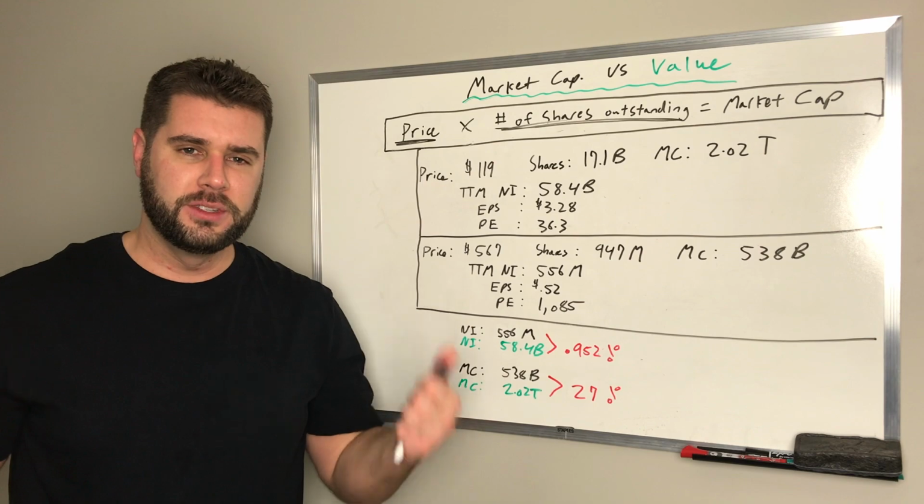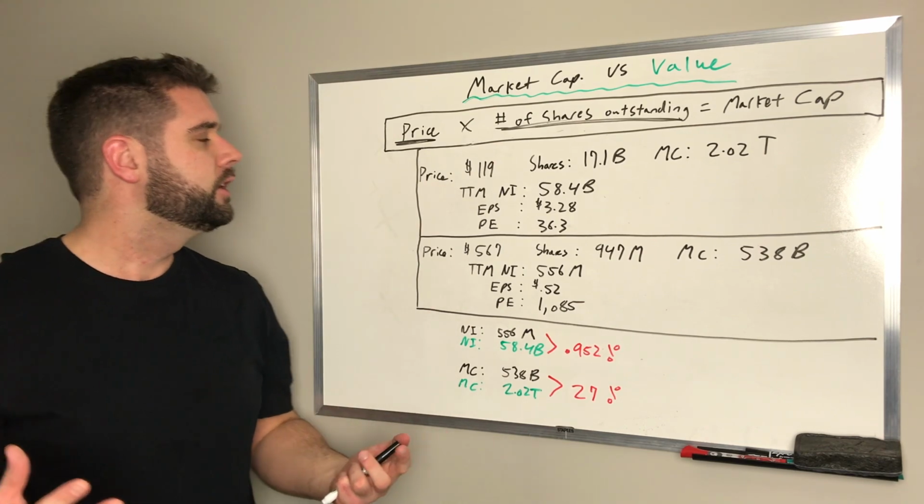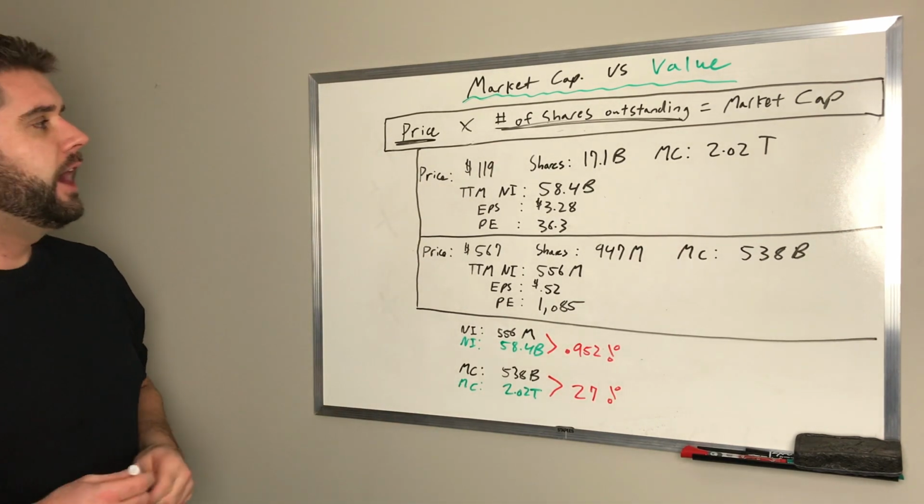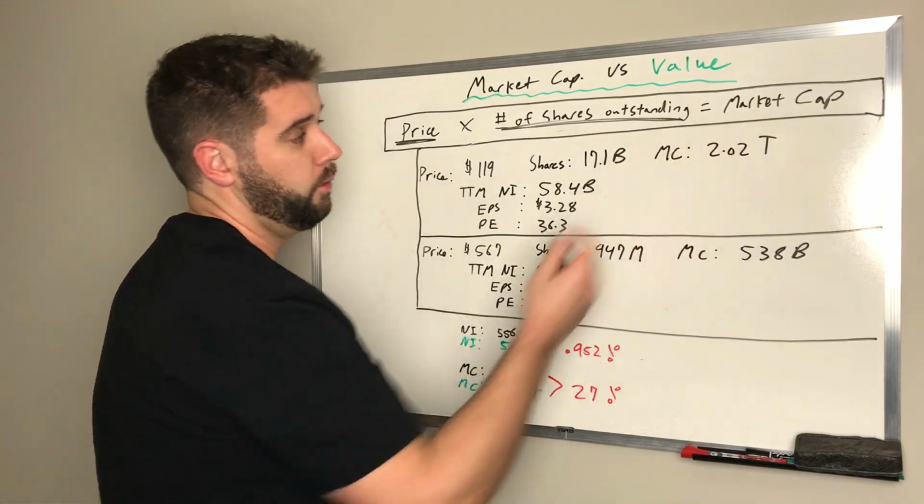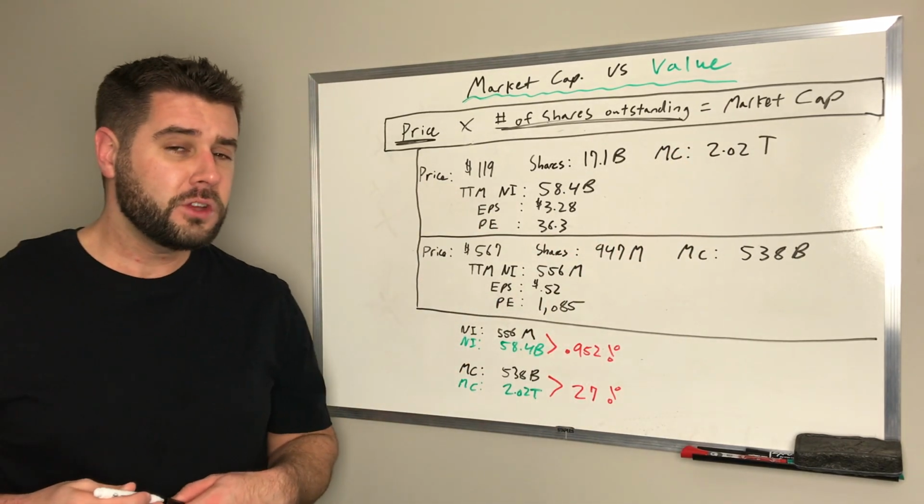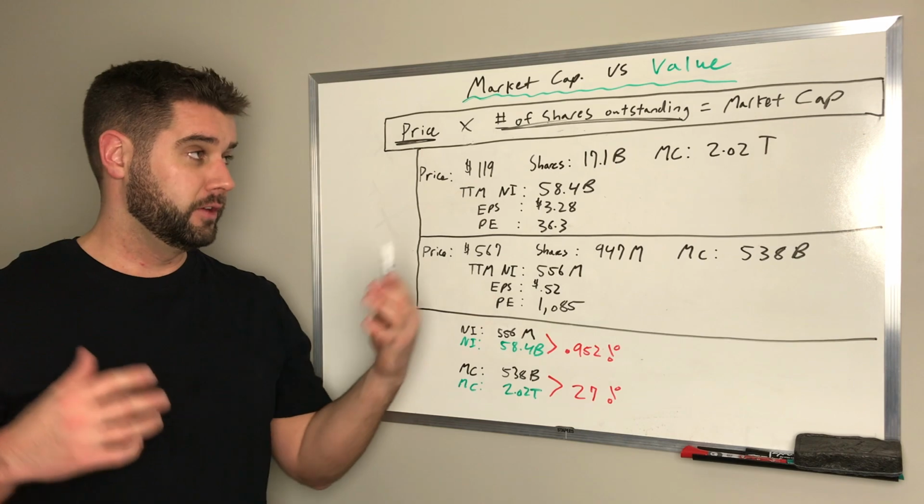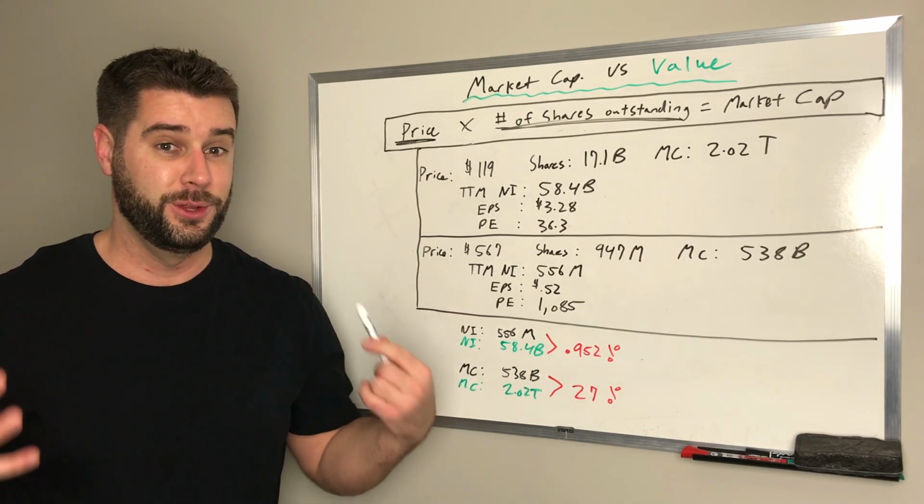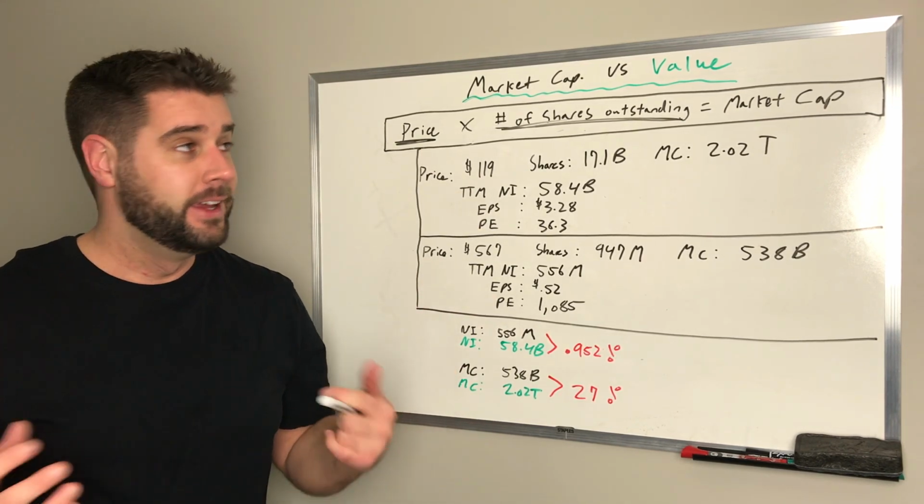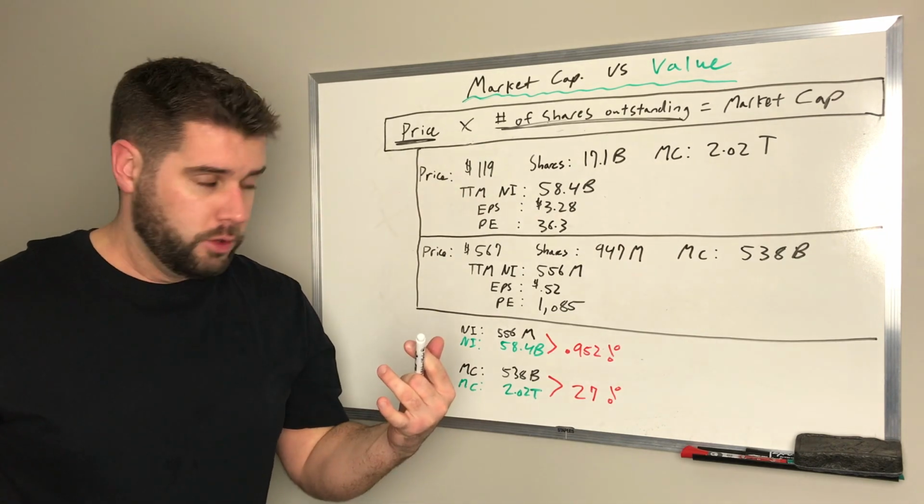So if the company comes out and says they're uncertain about the future, generally speaking, the price is going to go down, and therefore the market cap is going to go down. So there's many factors that come into play, and now you're probably already seeing why market cap is not really a true metric of value.